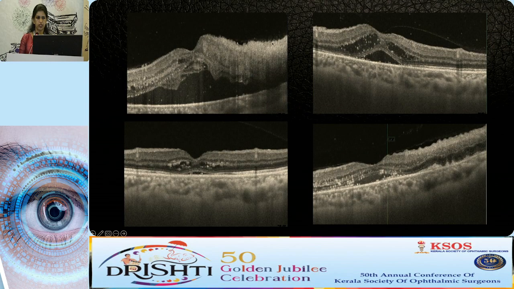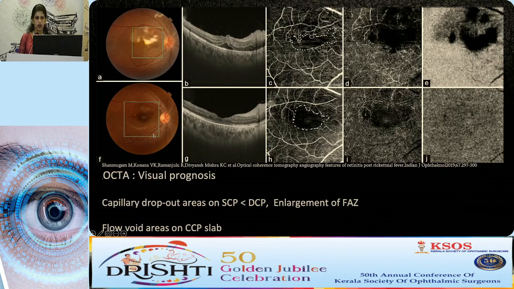You can see the full thickness retinitis lesion, the hyporeflective space suggestive of macular edema, and the inflammatory cells within the retina. So with the doxycycline and steroids, the patient improved very well. So OCT angiography in rickettsial retinitis is helpful for visual prognosis because there will be capillary dropout areas on the superficial capillary plexus and the deep plexus.